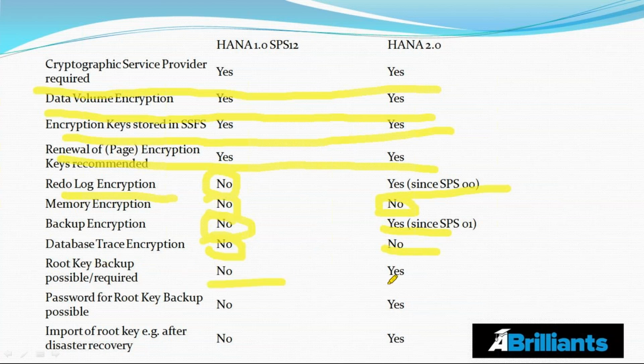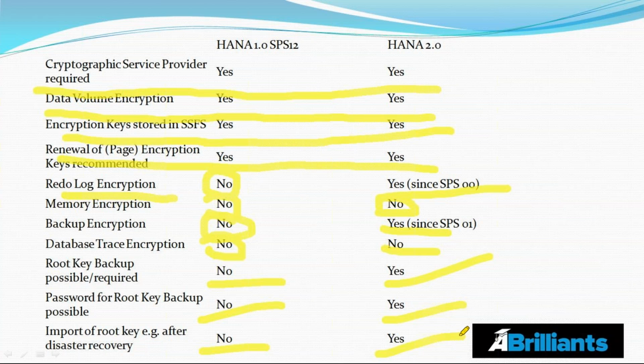Backup root key, not feasible, yet feasible. Password for root backup key, not feasible, and feasible. Import of root key, not feasible, and feasible. So from this table, you can have a better approach on what are the similarities and what are the differences when it comes to HANA 1.0 and HANA 2.0.